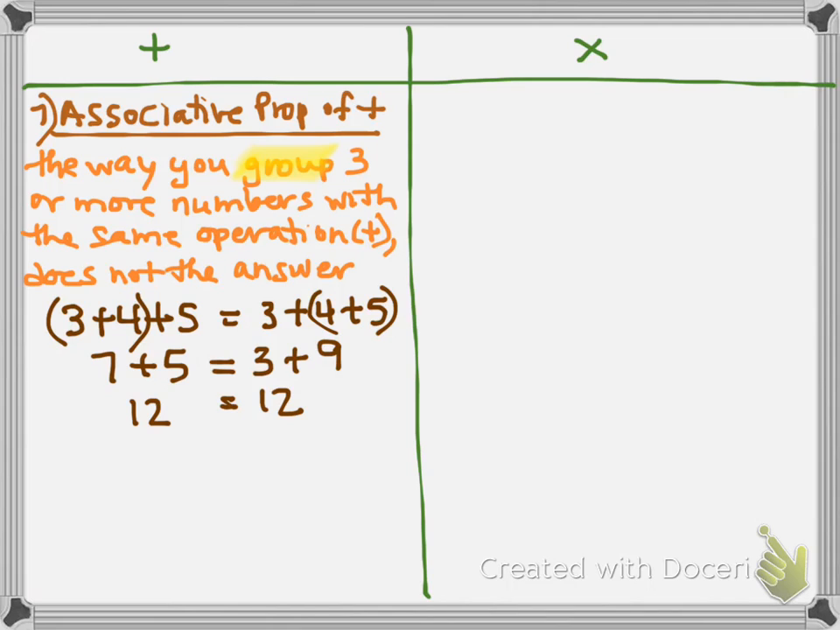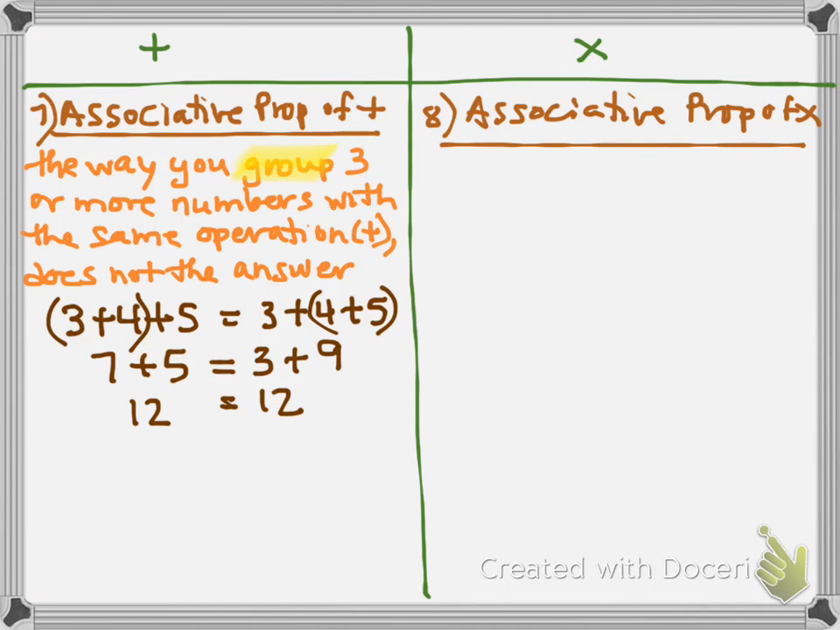Okay. So then over here, I'm going to just brief on this one. Associative property of multiplication. Let's just do the example because it's still about groups. Let's take those same 3 numbers, but let's do multiplication. So the only way the associative property works is if all the operations match.